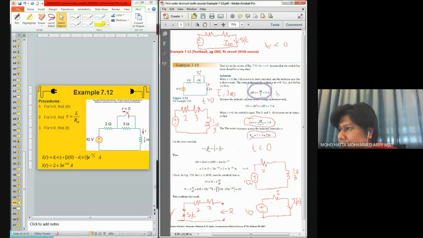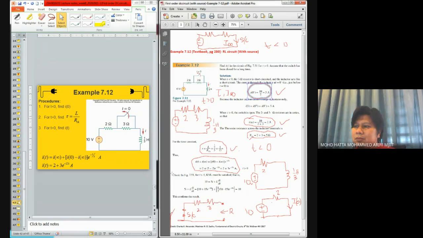Since we have this I naught, I infinity, and also RTH, and later on using this RTH, finding the tau, you can write down your equation as this. Using that equation, you have I infinity plus I naught minus I infinity e to the power of negative t divided by tau. And the rest will be the checking part. But actually, if you reach this one, it's all done. Okay?